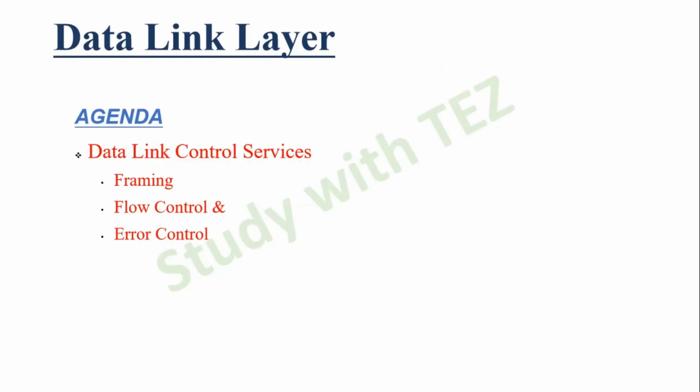Today we shall deal with the services that have been provided by the data link layer. They are called data link control services. Amongst them, we'll be discussing framing, flow control and error control. In framing, we should also discuss how stuffing is done, byte stuffing and bit stuffing.